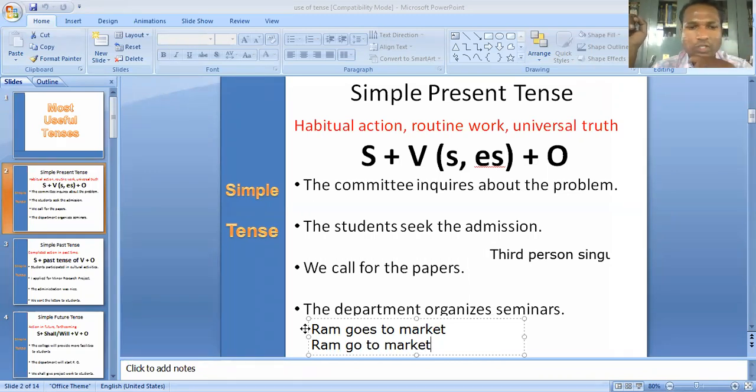काय सांगितलं मी? जाधव, परत एकदा सांग. Tell me. सर, परत एकदा सांगा ना.